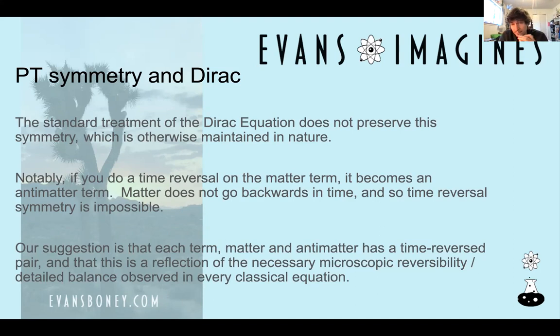So currently in the present model, matter is the only thing that can go forward in time. Once you send something backwards in time, it becomes antimatter. So time reversal symmetry is not maintained by the current Feynman-Stueckelberg interpretation of the Dirac equation. And I think that's a big problem. For me, that's the nail in the coffin.